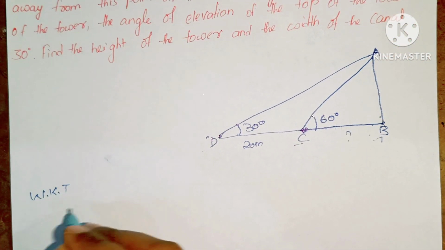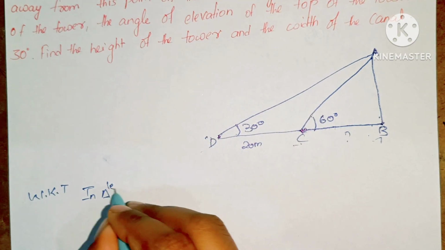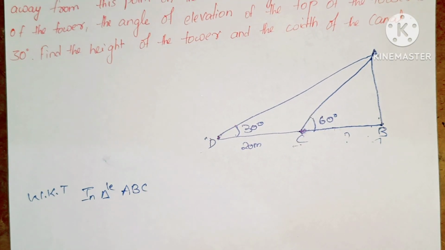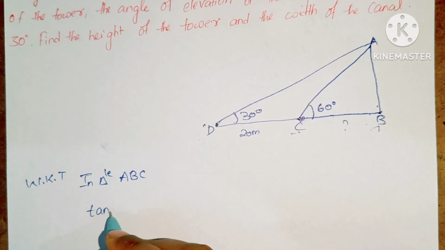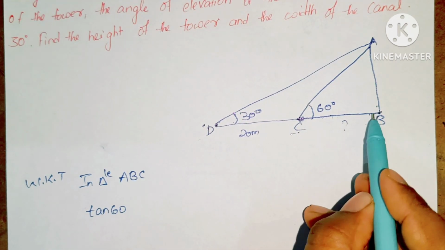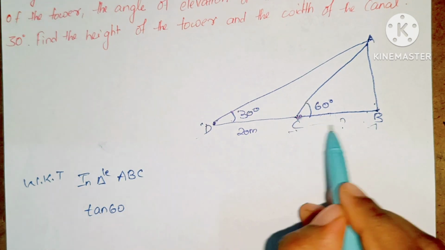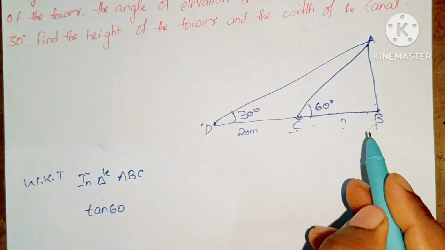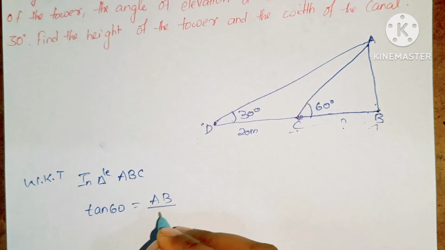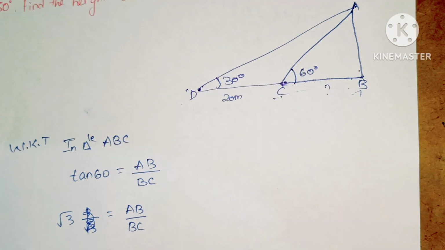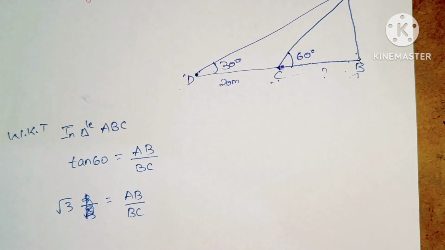We know that in triangle ABC, angle how much here? 60 degrees. So tan 60. Why did I take tan? It was height and it was the bank of the canal, meaning length of the canal. So I want AB and BC. That's why I took tan 60 equal to AB by BC. Tan 60 is root 3. So root 3 equal to AB by BC.